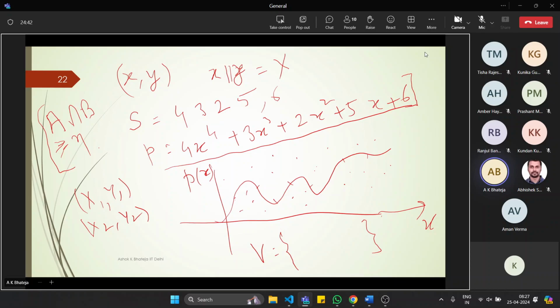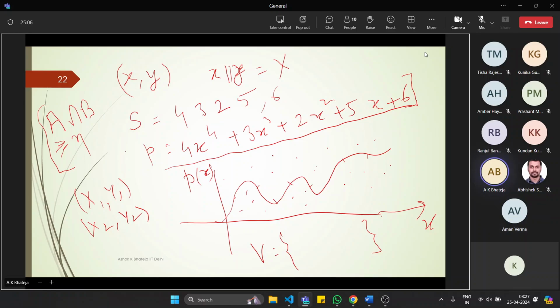Apart from these points, you can generate some random points which are not lying on the polynomial. You are intentionally generating those points which are not lying on the polynomial, right? So suppose these are the points. There are several points, millions of points, which we have generated, which are not lying on this polynomial.